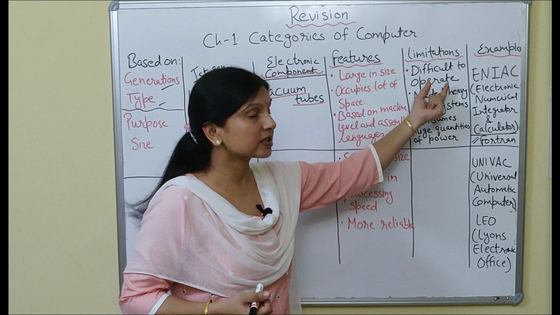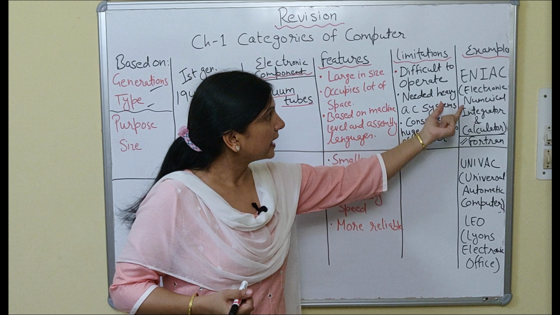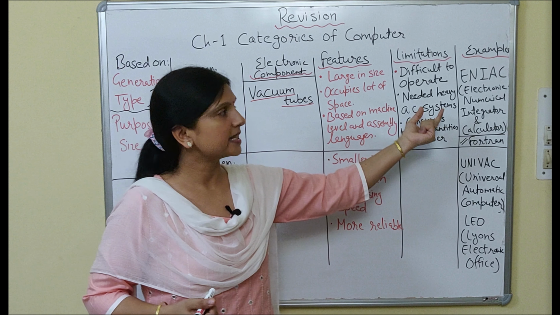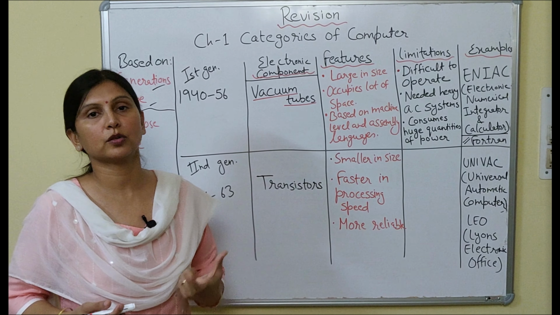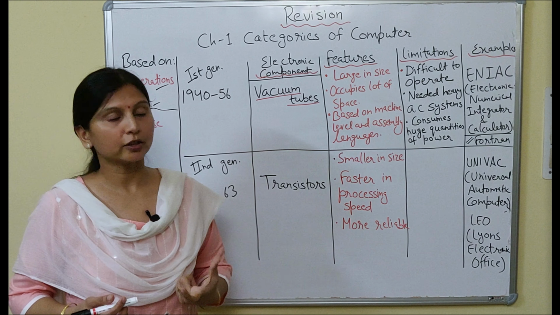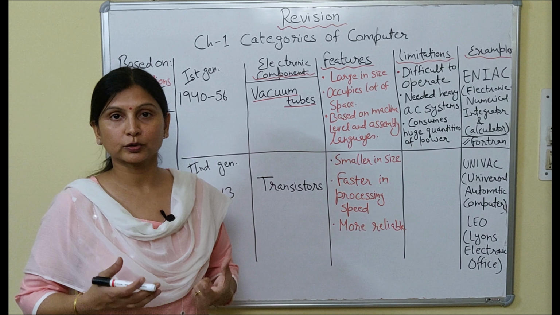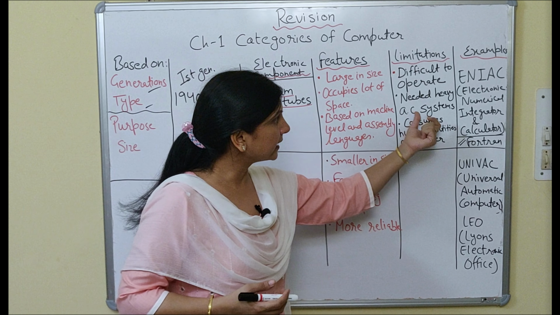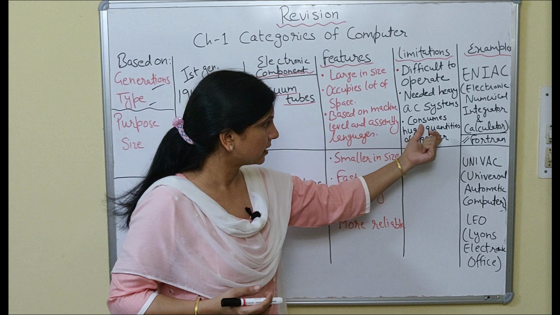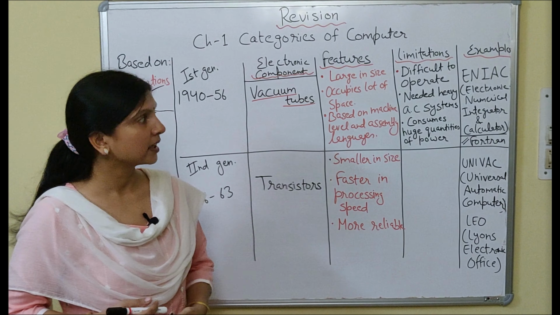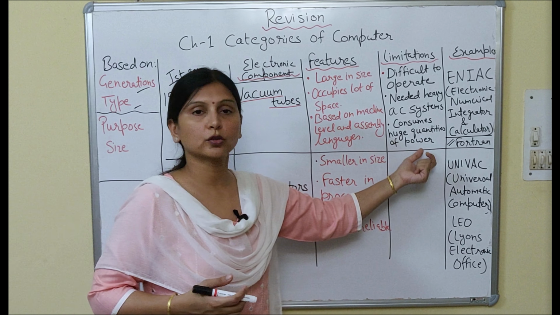First was, it was difficult to operate. It needed a heavy AC system, air condition system. Why was a heavy air condition system needed? Because of vacuum tubes. Vacuum tubes emit a tremendous amount of heat. So due to that heat, we needed to use heavy AC systems. Third limitation was, it consumes huge quantities of power.